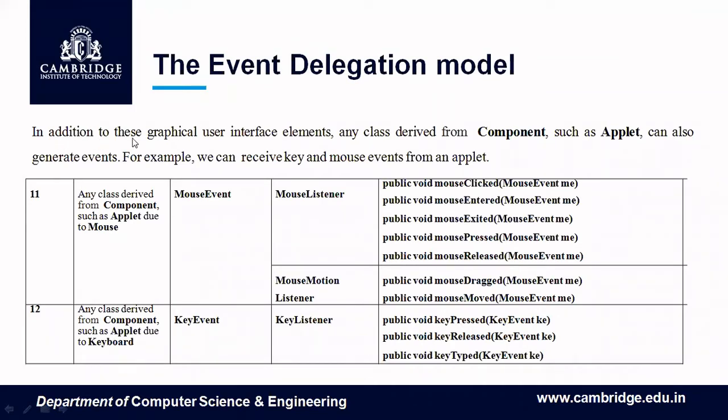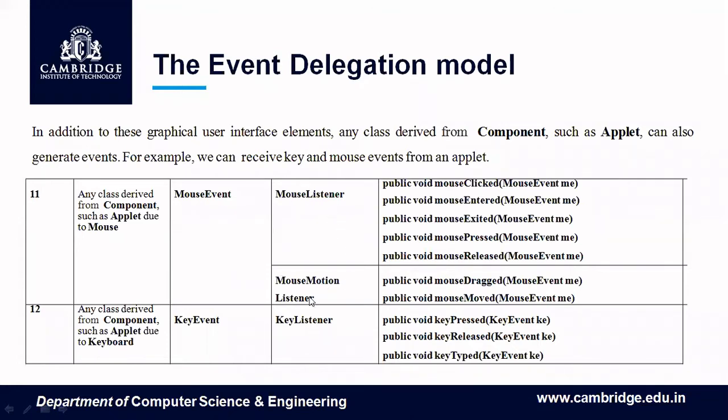In addition to these graphical user interface elements, any class derived from a component, such as an applet, can also generate events. For example, we can receive key and mouse events from an applet. We can make the applet itself the source. Earlier I said B1 is the source, the button is the source, isn't it? Now we can make the applet itself the source. And on the applet, if I do something with my mouse, the event generated is a mouse event, and there are two listeners for that: one is MouseListener and the second one is MouseMotionListener.